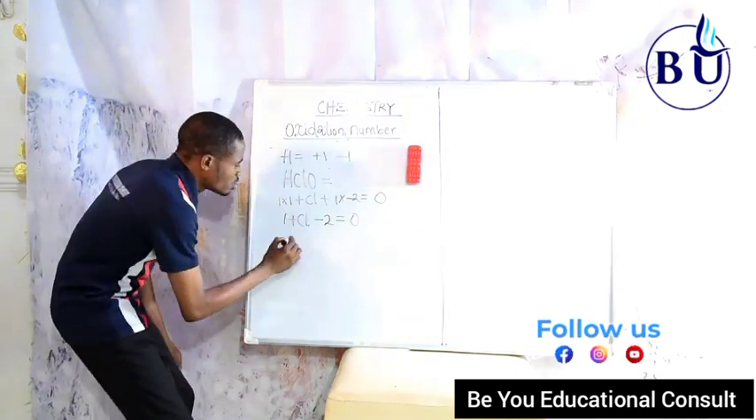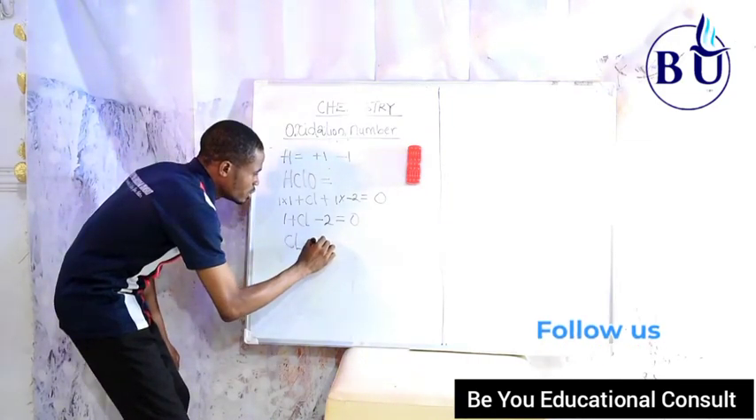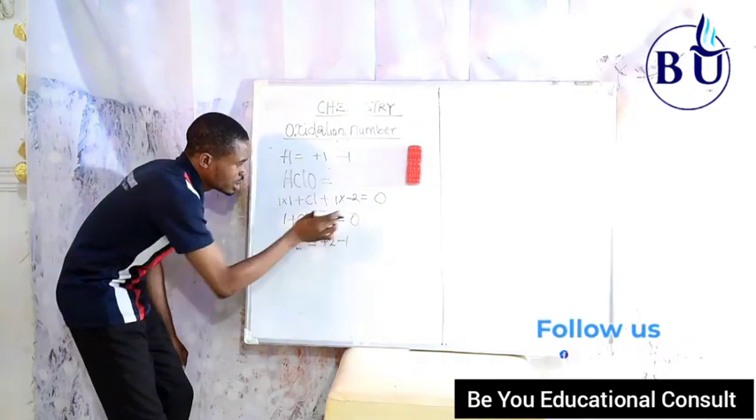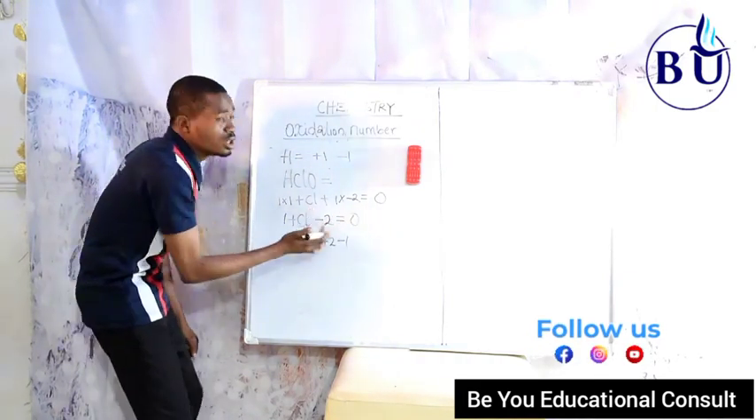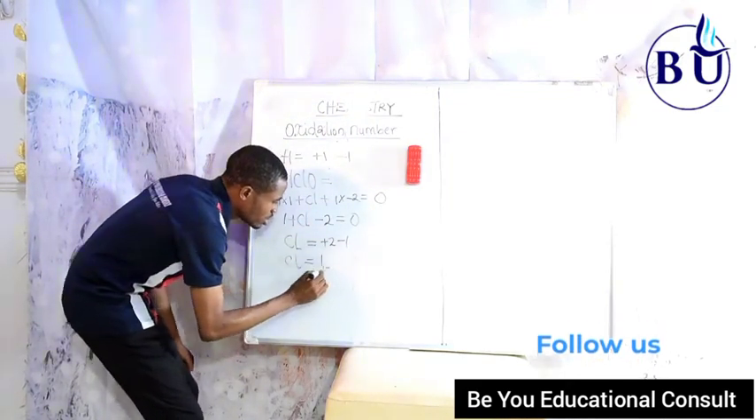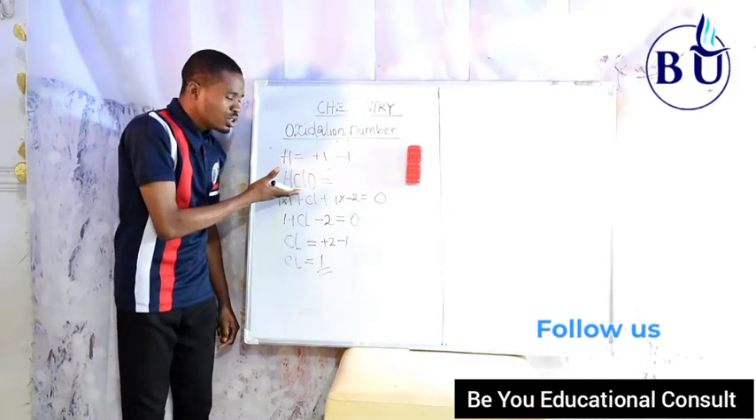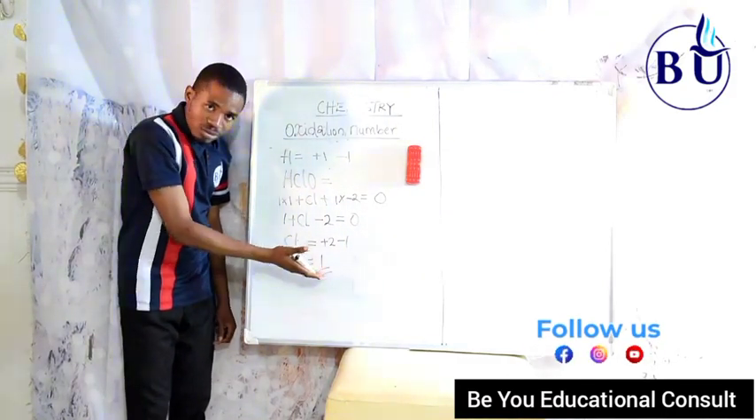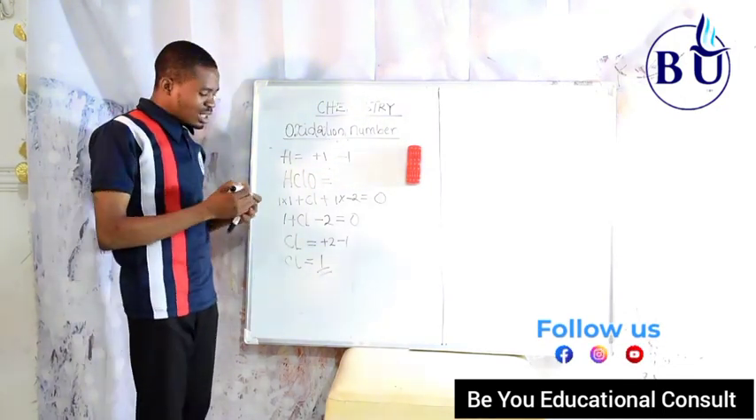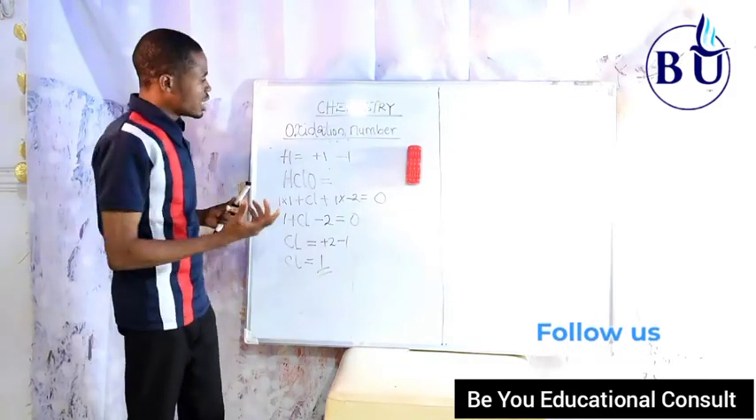So we make Cl the subject of the formula. So Cl is equal to +2 -1. This is how we do it. Whenever minus crosses the sign of equality, it becomes plus. So Cl becomes equal to 1, which is actually +1. So you discover how we get that the oxidation number of this chlorine is +1. Are you discovering? So there are also other elements that have variable oxidation number, like sulfur.